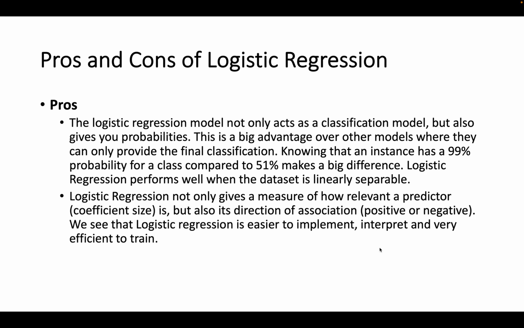The logistic regression model not only acts as a classification model but also gives you probabilities. This is a big advantage over models where they can only provide the final classification. Knowing that an instance has 99% probability for a class compared to 51% makes a big difference. Logistic regression performs well when the data set is linearly separable.